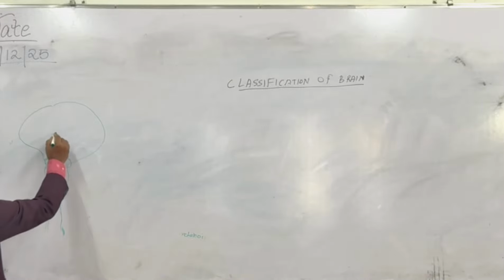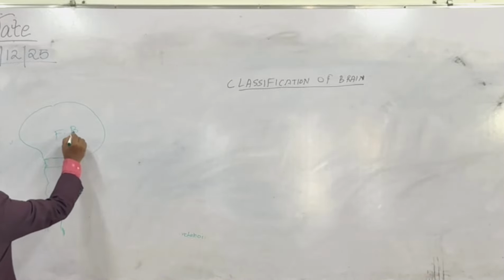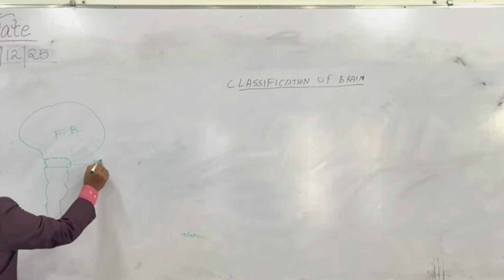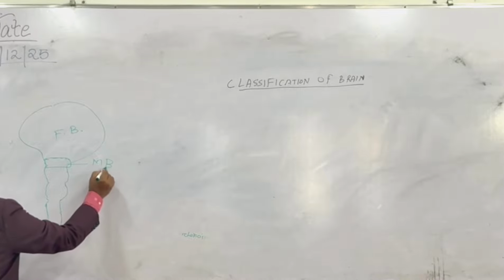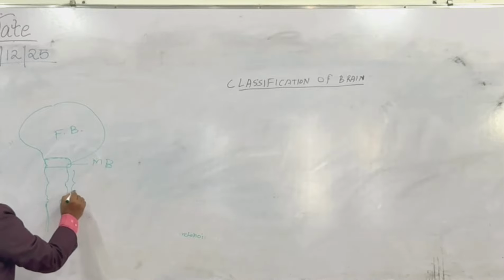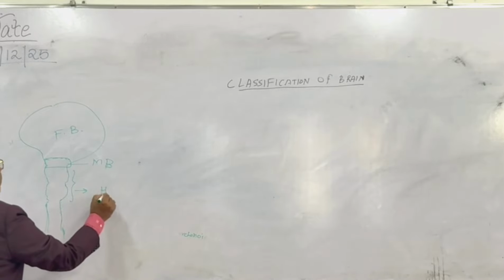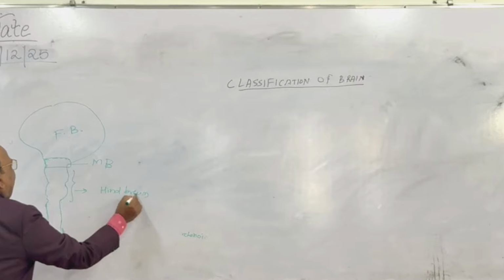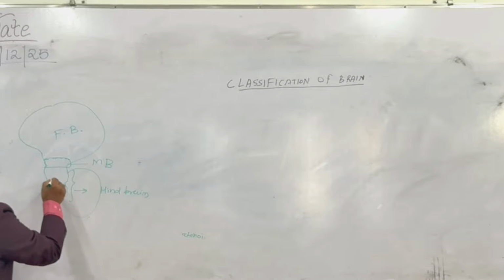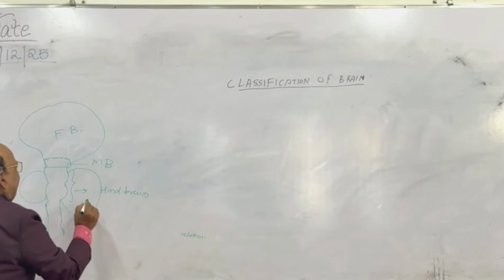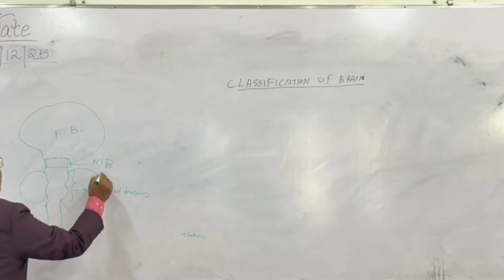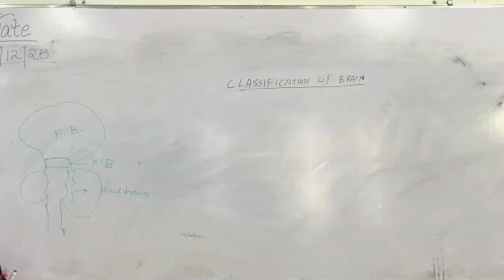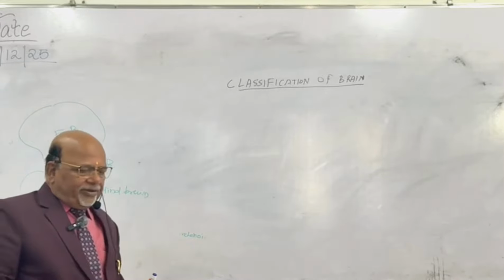This one is the forebrain, this is the midbrain, and this one is the hindbrain. Just this one, cerebellum. So this part is the midbrain and this is the forebrain. This is the basic classification.